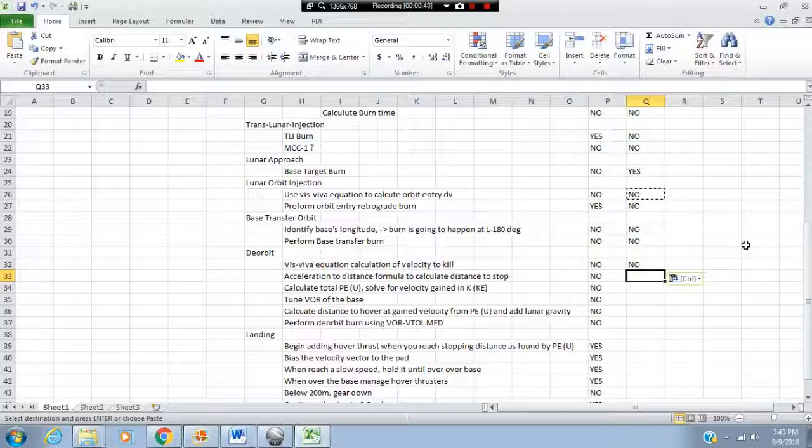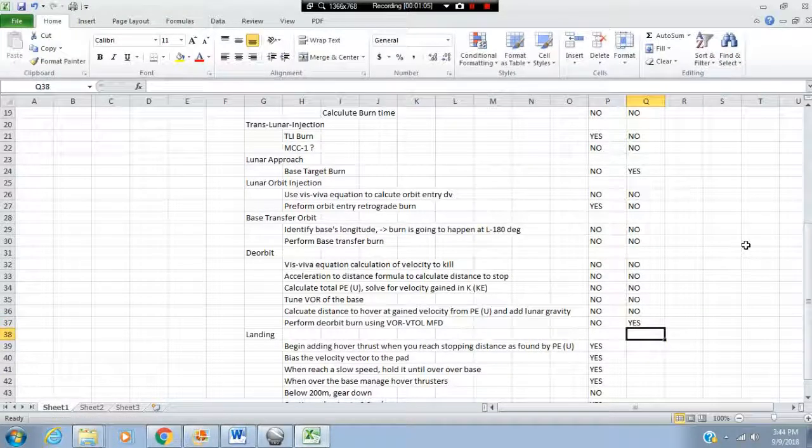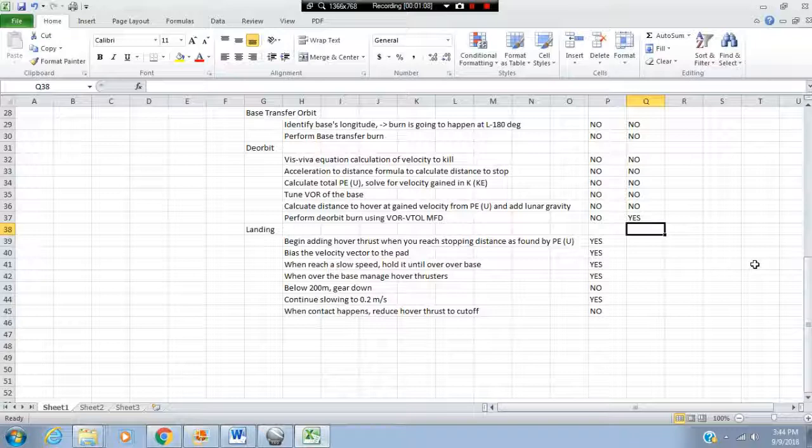Then you have an acceleration to distance formula. Nope, that's fine. Again, more calculations. Perform your deorbit burn. Yes, this can result in mission loss. If you don't add the hover engines in properly, then you can get mission loss by doing this. Begin adding hover thrust. Yes, again, if you don't add the hover thrust in, you can screw yourself.